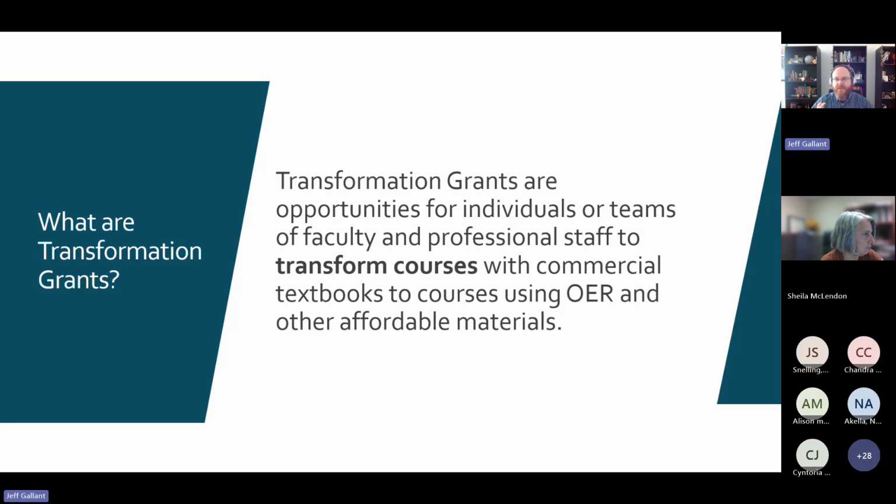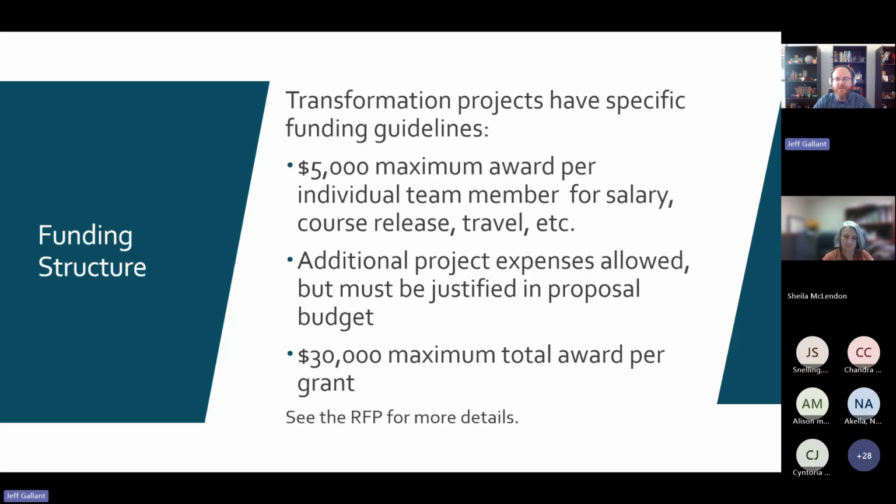So if you have expensive commercial materials that you've had to require in your courses for a long time, you need a lot of time in order to transform your stuff to an affordable course, this is the grant that will allow funding for it. You are saving students money in this process. This is the original ALG grant. The funding structure for this is the most per team member.